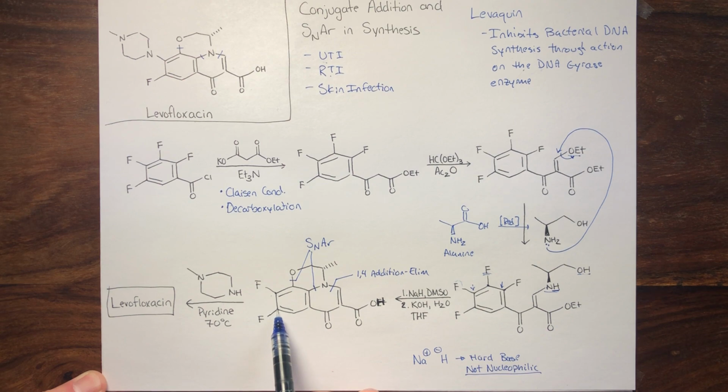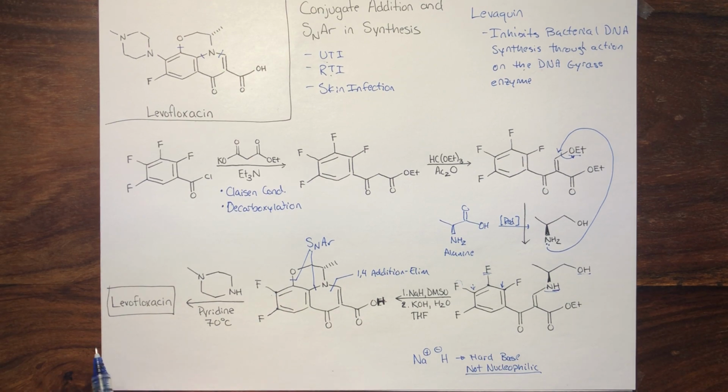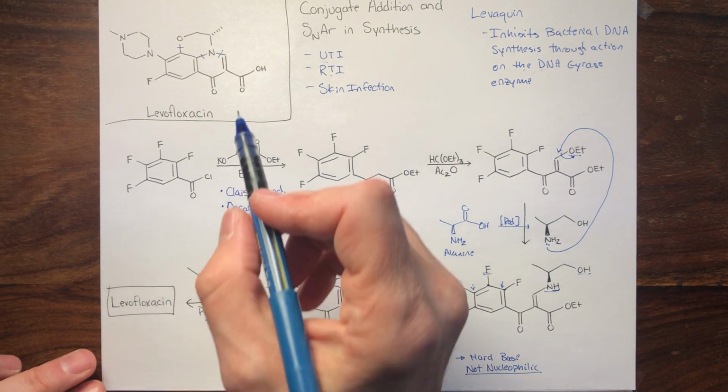Here, the electron withdrawing group has a meta relationship, and then in the position which undergoes substitution, the electron withdrawing group has a para relationship. So that amine can add to this carbon. Pyridine is in there as a base to deprotonate that nitrogen, and whenever this undergoes nucleophilic aromatic substitution, we're making the target compound levofloxacin.